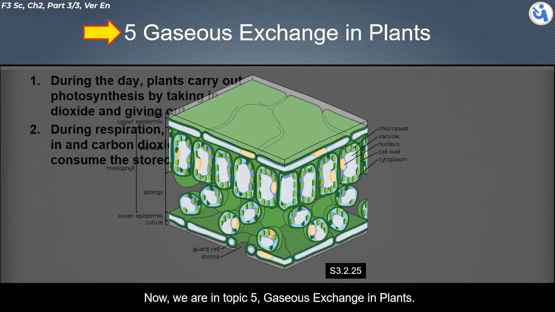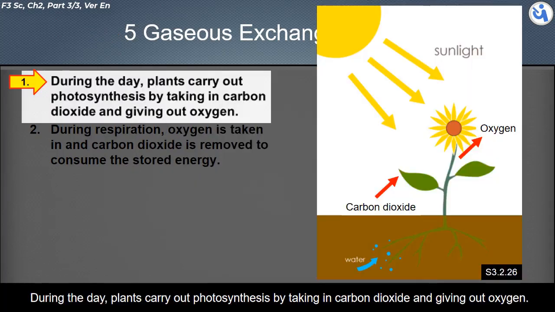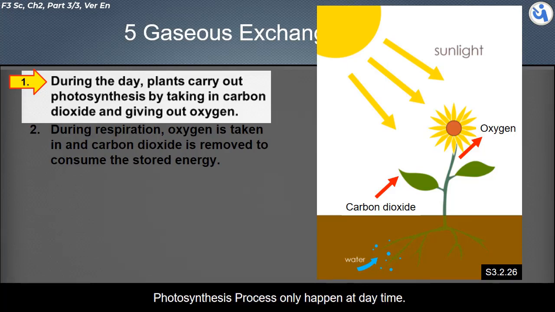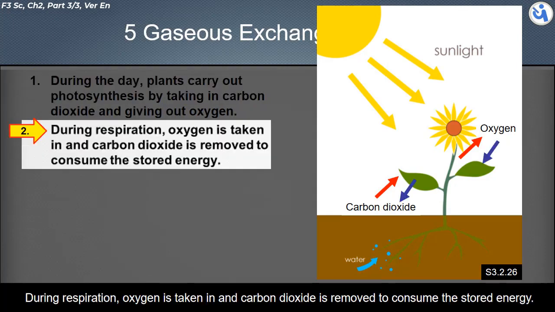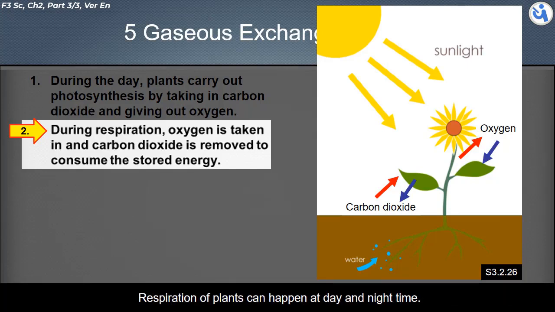Now, we are in topic 5, gaseous exchange in plants. During the day, plants carry out photosynthesis by taking in carbon dioxide and giving out oxygen. Photosynthesis process only happens at daytime. During respiration, oxygen is taken in, and carbon dioxide is removed, to consume the stored energy. Respiration of plants can happen at day and night time.